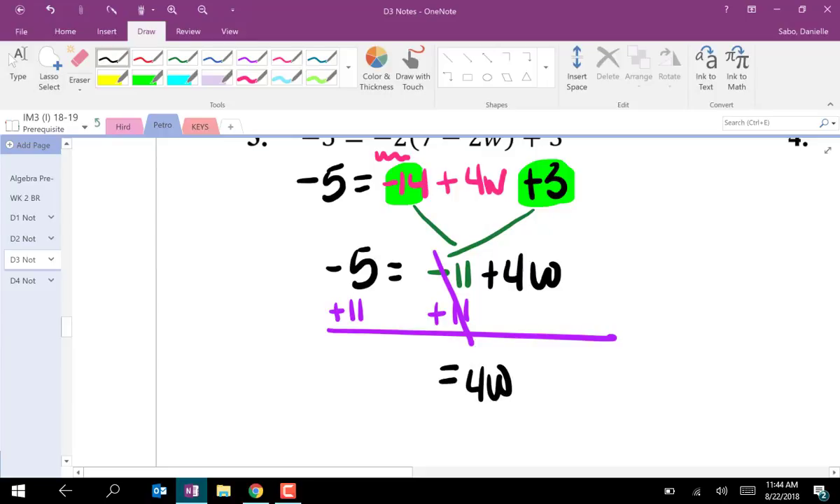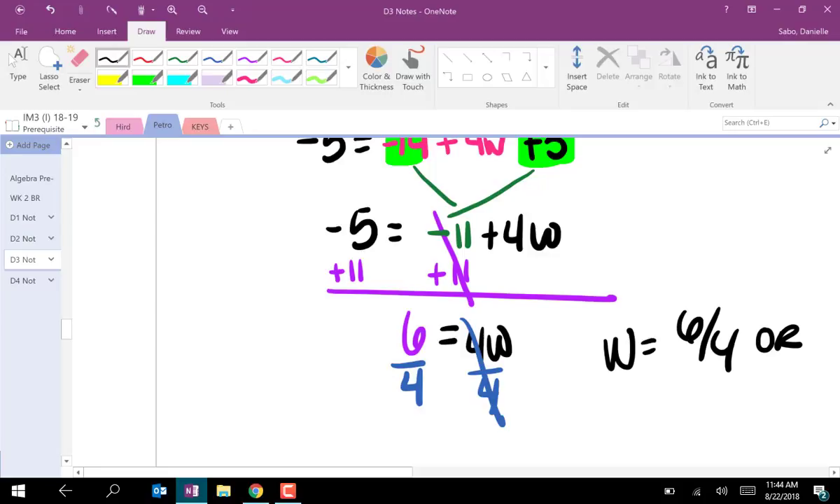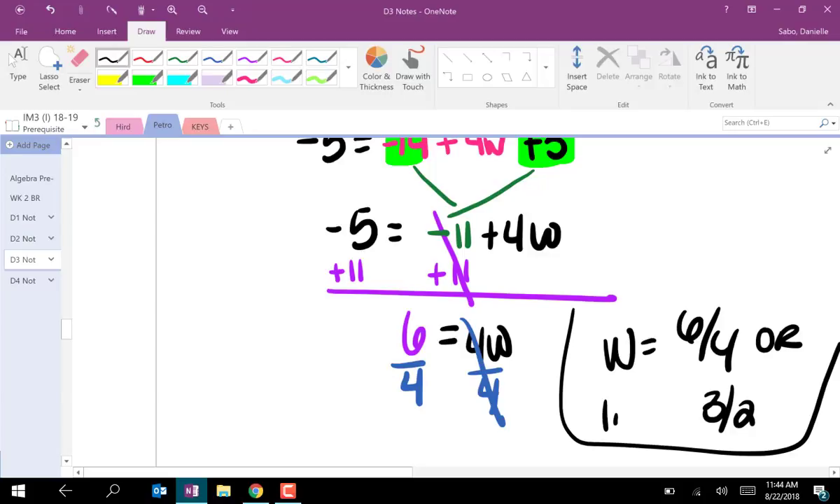Negative 5 plus 11, or you can think of 11 minus 5, whichever one works best for you. 6. And now we're going to get a stinking fraction, and that's okay. Sometimes you might get decimals, sometimes you might get fractions, and that's okay. It happens sometimes. Okay, so then I'm going to divide by 4. And I get W equals 6 divided by 4, or you could have written it as 3 over 2, whatever works for you, or you could put 1.5.